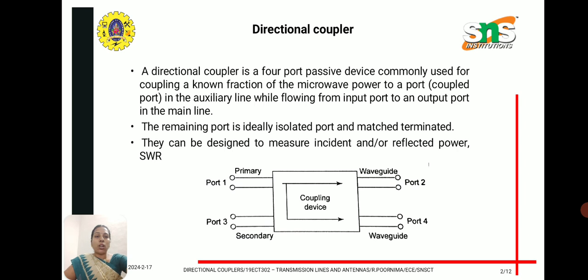So here there are 4 ports. Port 1 and port 2 are connected in the primary waveguide. Port 3 and port 4 are in the secondary waveguide. Port 1 and port 2 form the main transmission line, so the input power given to port 1 goes towards port 2. Port 4 is the coupled port, which means a fraction of power is taken and given as the coupled power to port 4. What happens to the remaining port, port 3? It is an isolated port and it is matched terminated, so there is no power transmission from port 1 to port 3. So directional couplers can be used to measure the incident and reflected power or standing wave ratio.